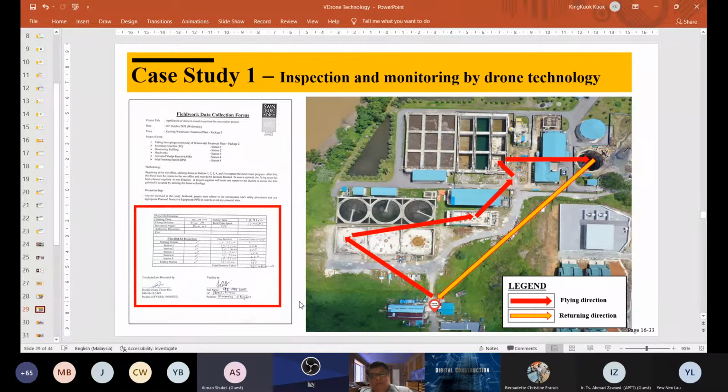And for drone inspection, we monitor the same site: location 1, location number 2, number 3, 4, and 5, and return to the original position. Then the time the drone spends flying over these locations will be recorded as well in the form shown on the left of the slide.